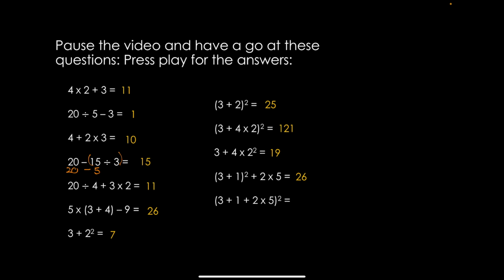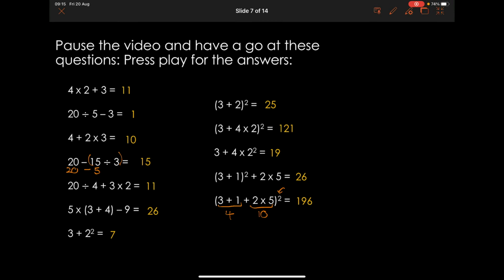and then finally on this last one you might struggle a little on here. 2 times 5 is 10, and 3 plus 1 is 4. Because it's in brackets you have to do all of that first, and then you've got 14. 14 squared is 196, because then you have to do the squared. So if there are any of those that you didn't get right, try and go back through the rules and see if you can figure out where you might have gone wrong.